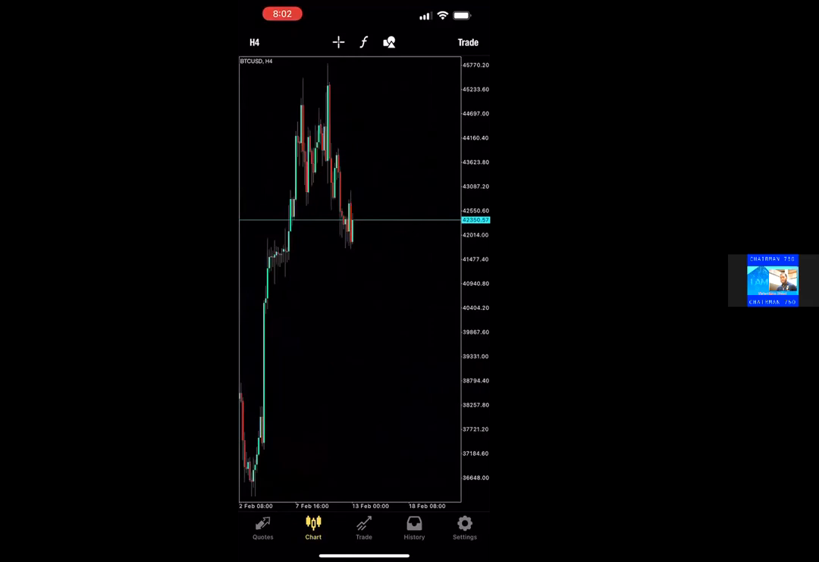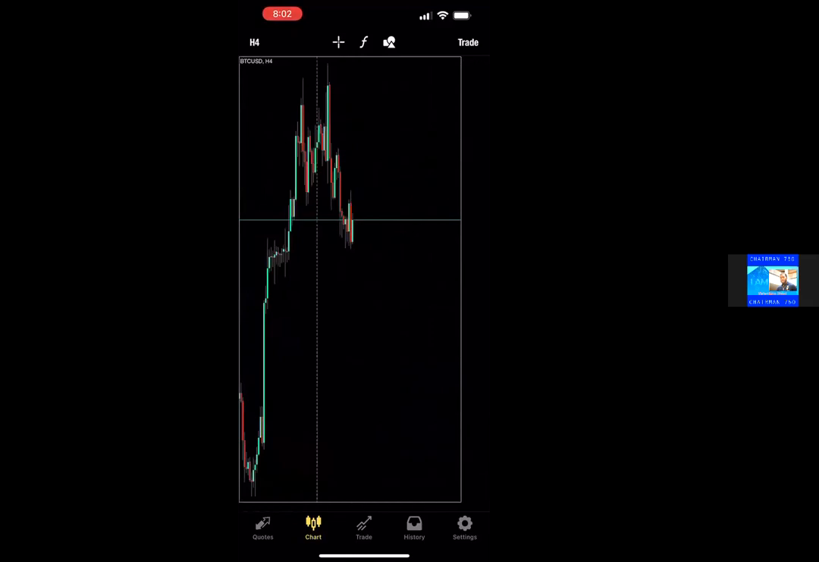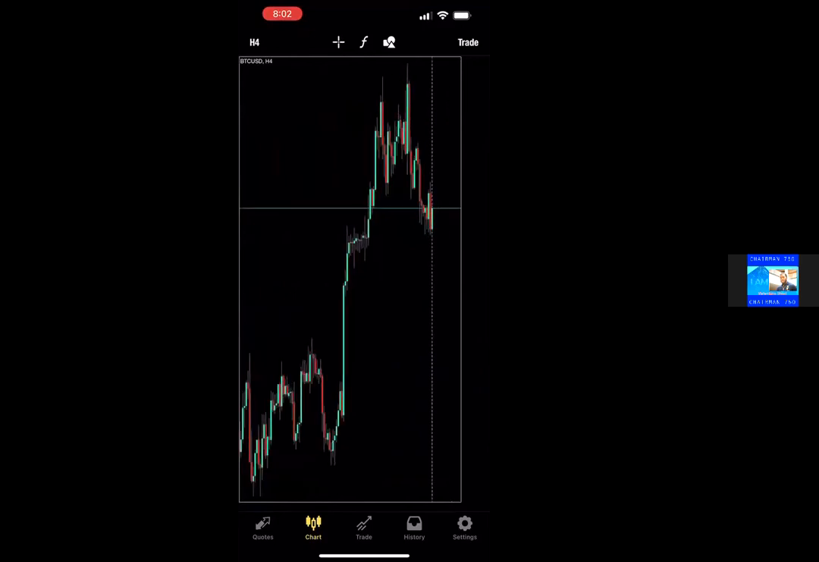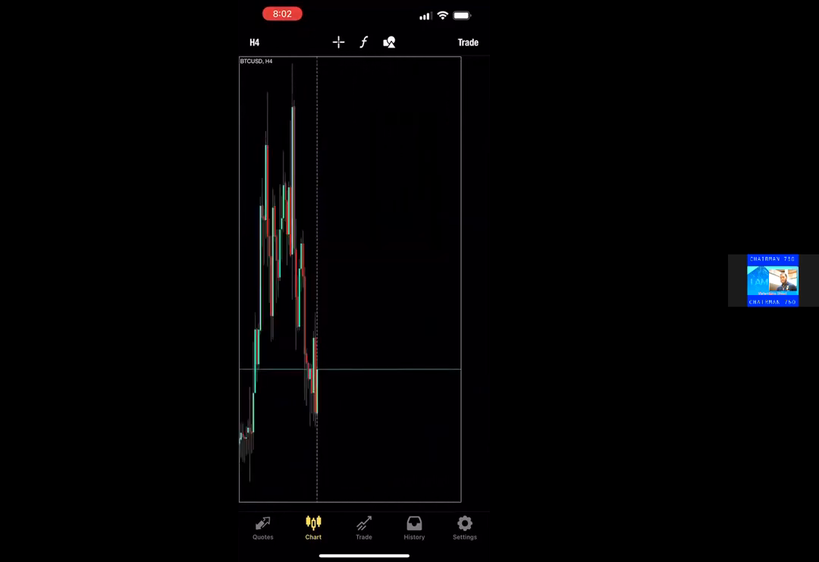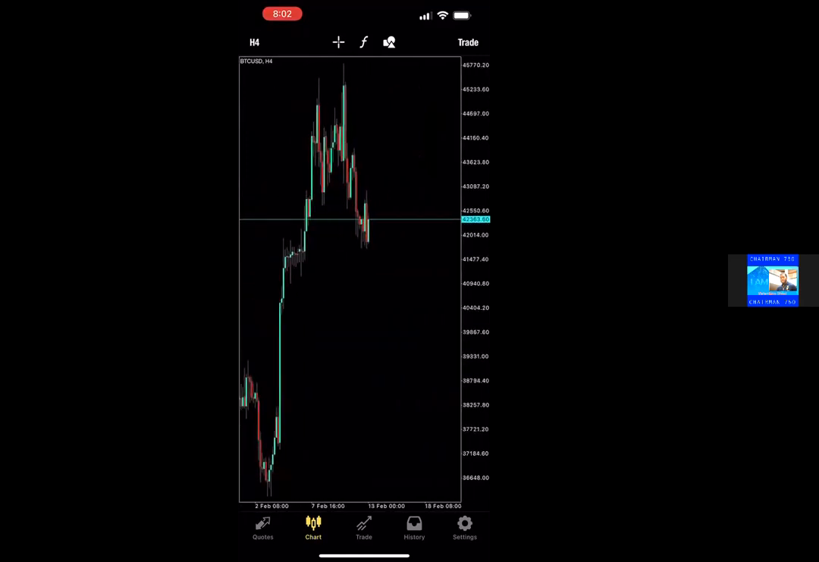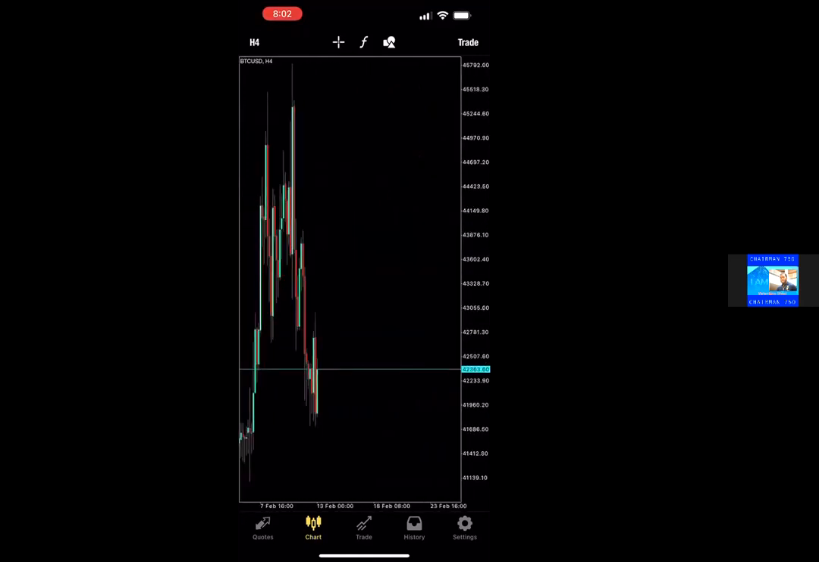Another thing that I would like you guys to do is tap and hold down on your chart. And on this dotted line here, when you first come to it, it's going to be all the way over here, squished up. You want to actually go ahead and move that over to the left, so that way you have more room when you're looking at this chart.